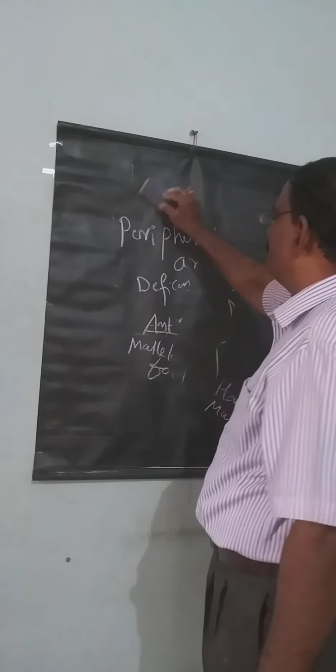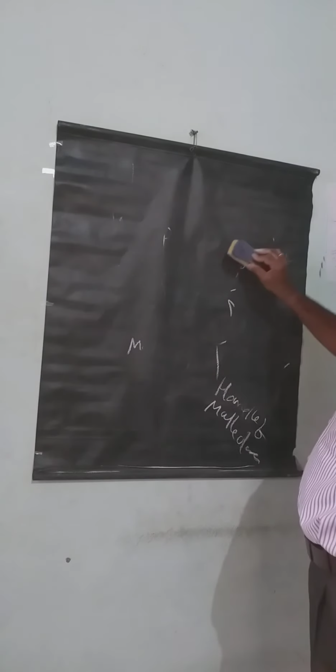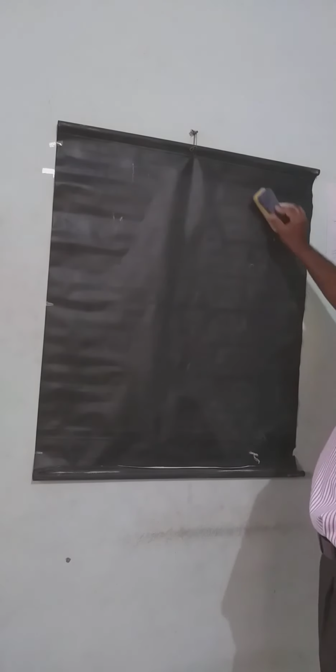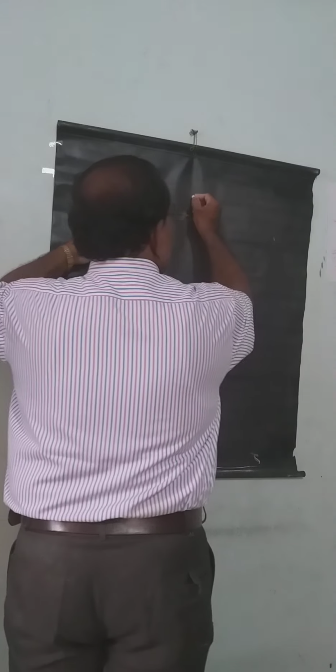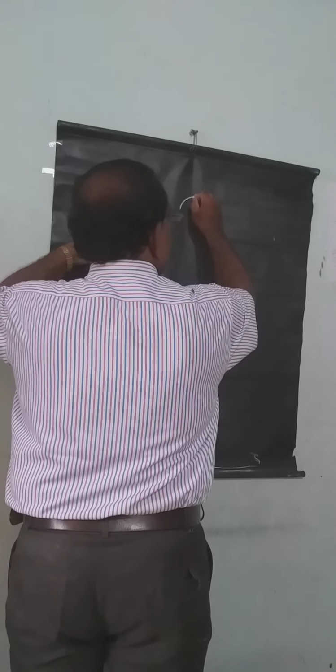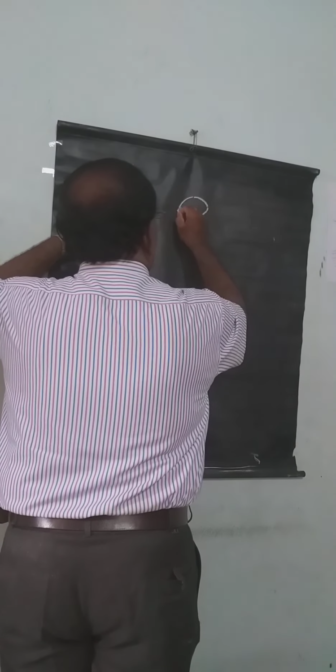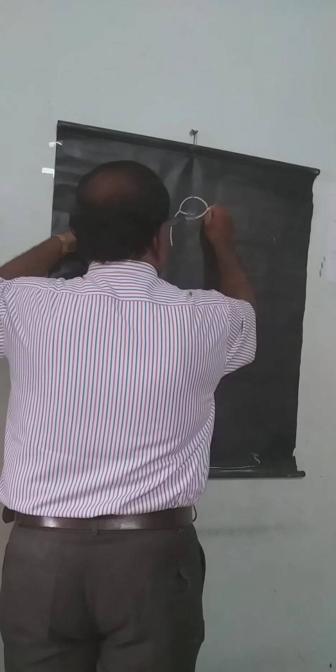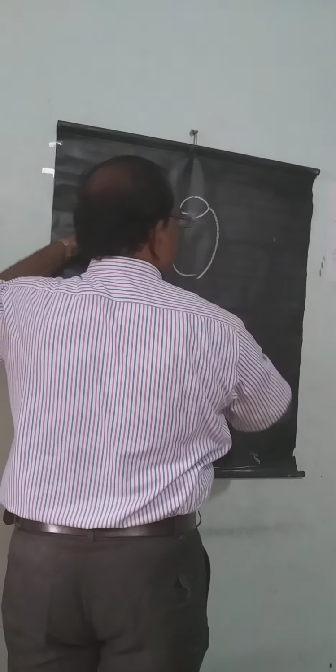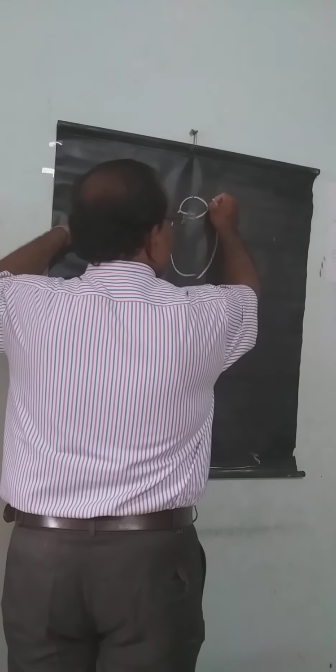Now we will switch to the posterior surface or inner surface. We will go to the inner surface of the tympanic membrane. Here is a schematic diagram of the tympanic membrane.